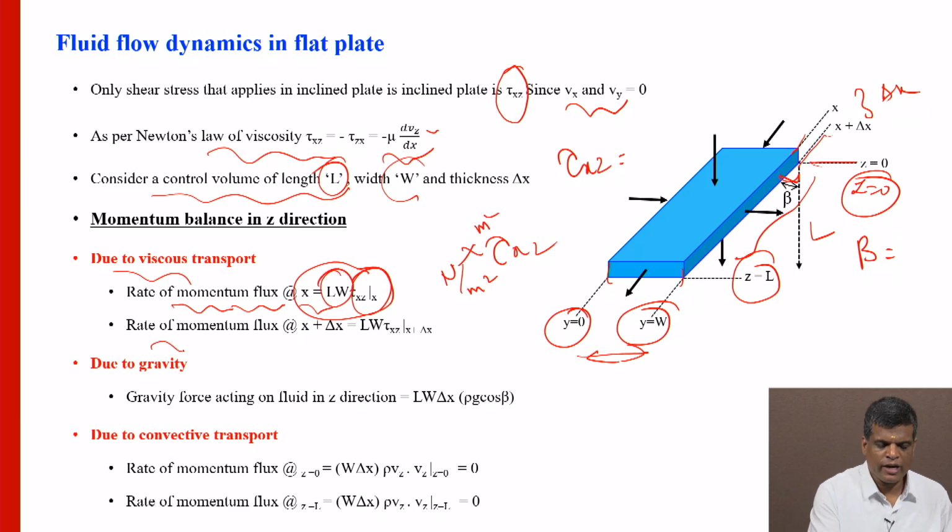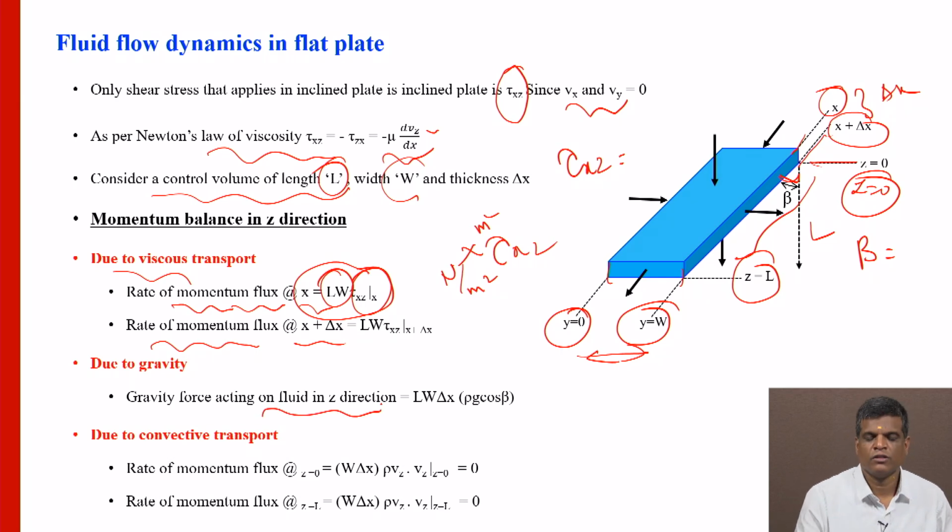In the same way, we write the rate of momentum flux at x plus delta x. That is one point. Then another one is the gravity force acting on the fluid in the z direction. That is L W delta x rho g cos theta, the gravity force, which we also have to add here. The first one we discussed was viscous transport, and the other one is convective transport.